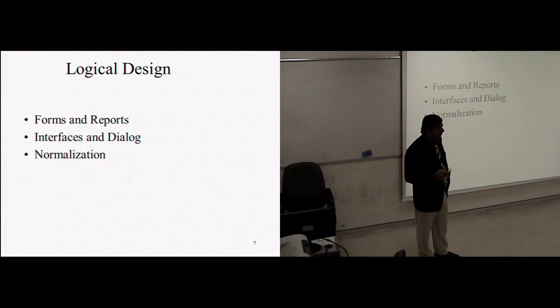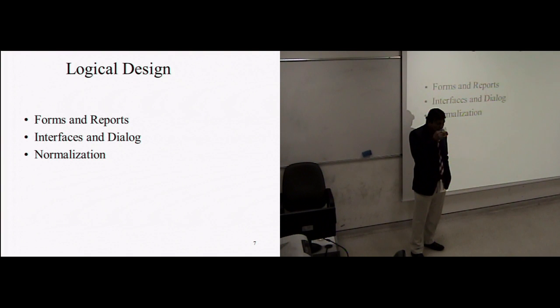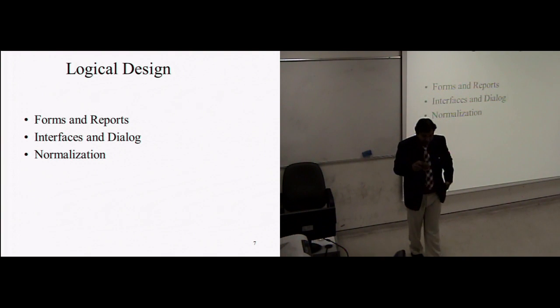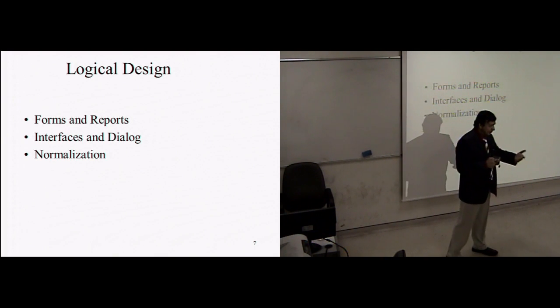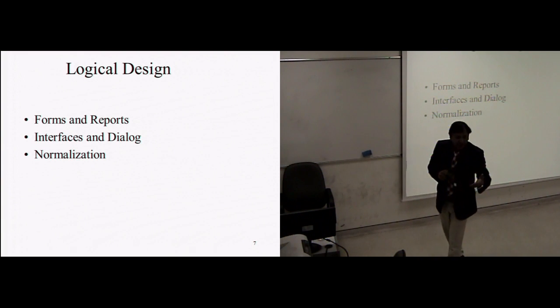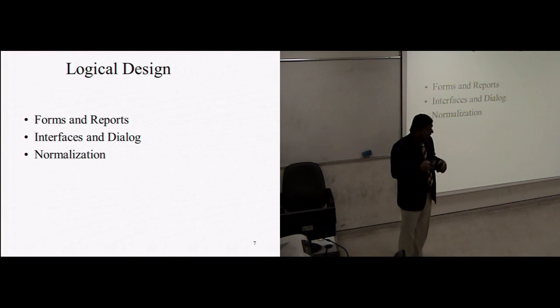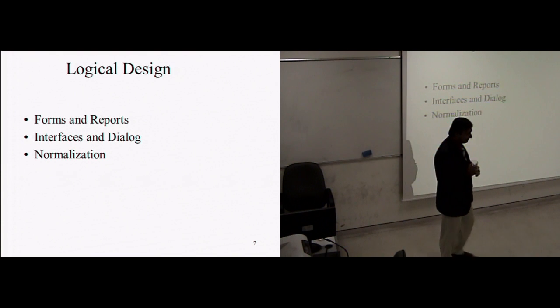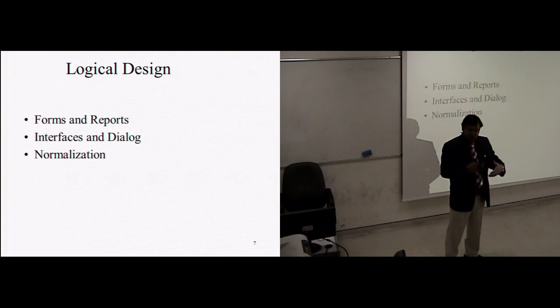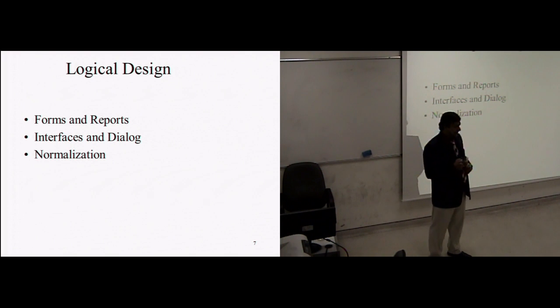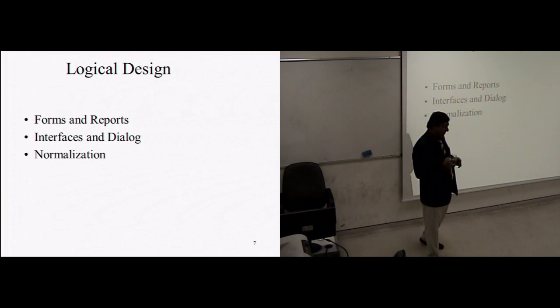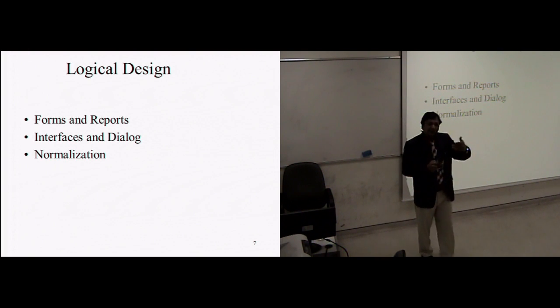So how many types of interfaces do we have? Interface types. One is from the user point of view. From the user point of view, we have CLI and GUI: command line and graphical user interface. But at system level, we also have types. We have internal interface and external interface.